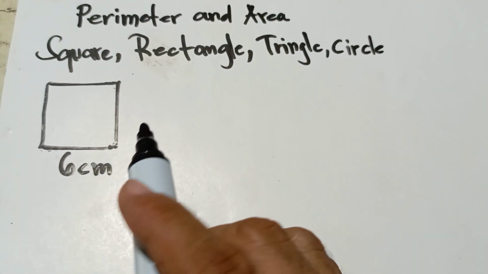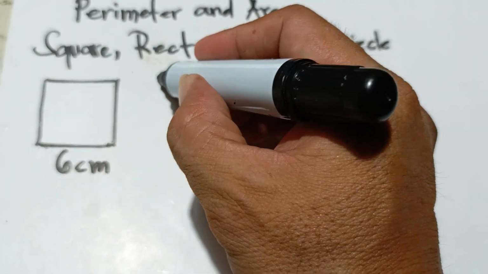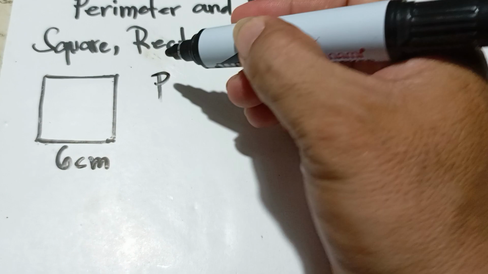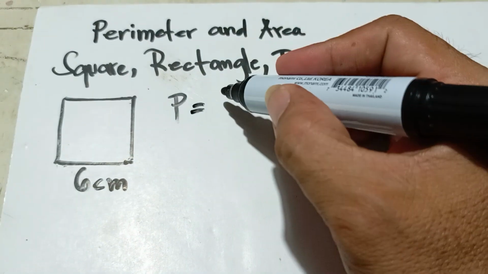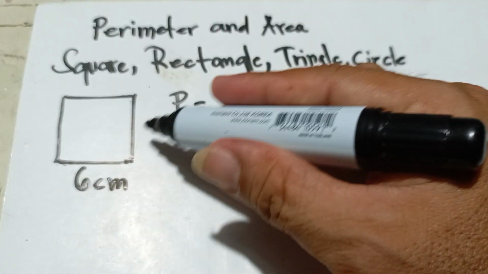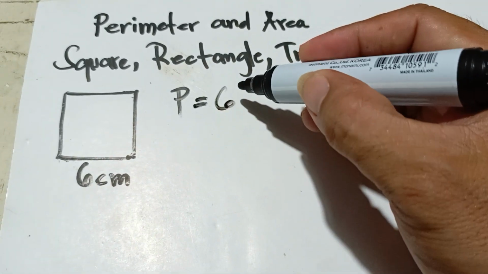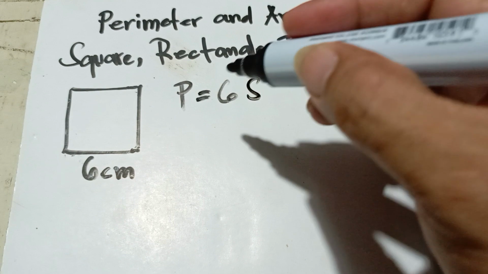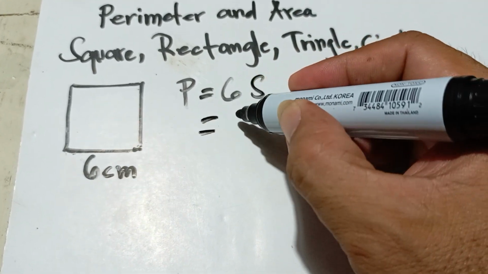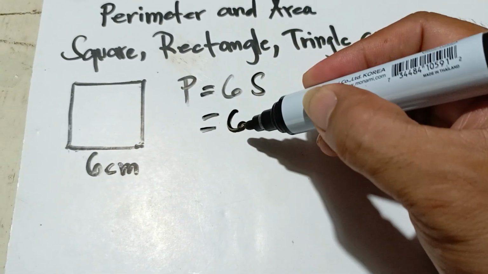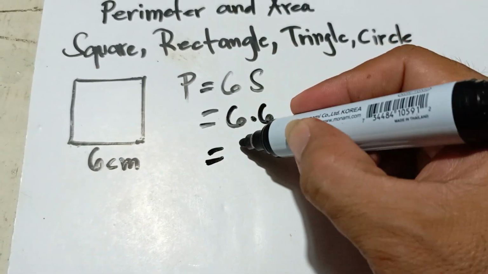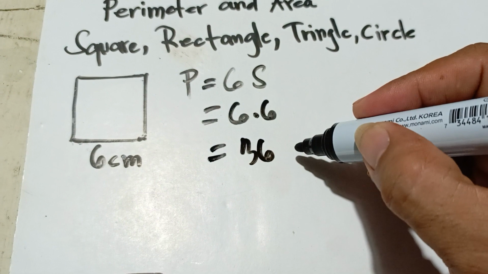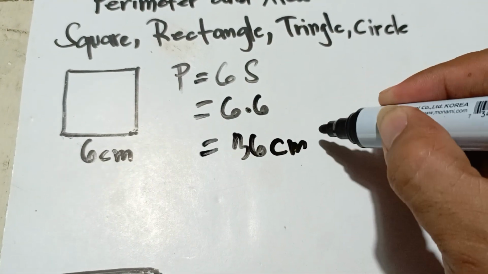6 centimeters. Perimeter is equals 6 centimeters square is equals 6 times 6 is equals 36 centimeters.